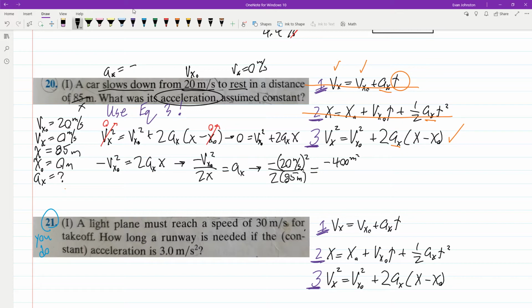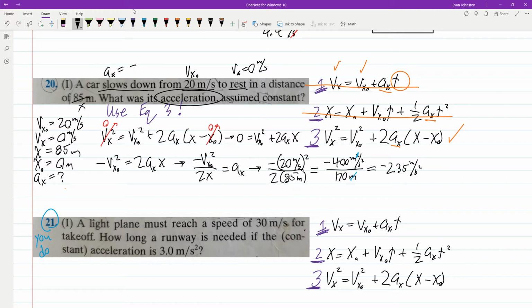400 meters squared over seconds squared divided by, and then 85 times 2 is 170 meters. Well, I can see right here that we have a meters on top because of meters squared goes away, and then this one goes away. So we're going to have meters over seconds squared, which is kind of neat. So my answer ends up being negative 2.35 meters over seconds squared.